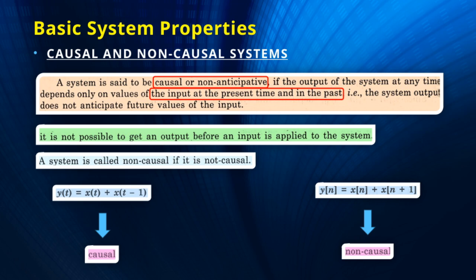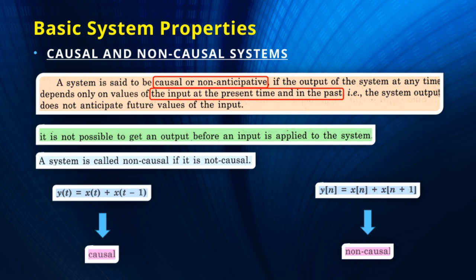On the other hand, non-causal systems consider future inputs as well, meaning the output can depend on both past and future data points. While this might sound less practical for real-time applications, non-causal systems are often used in offline processing, like signal filtering or analysis, where we have access to the entire data set beforehand.